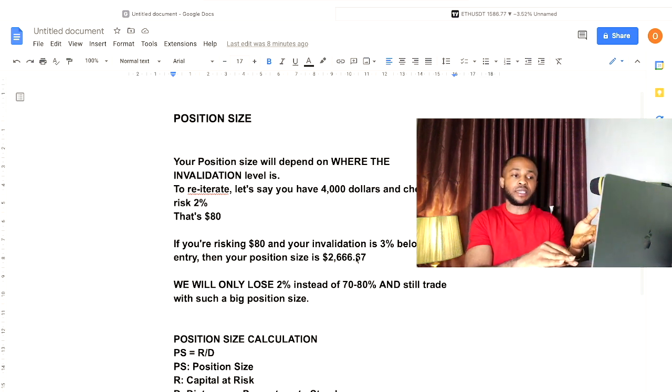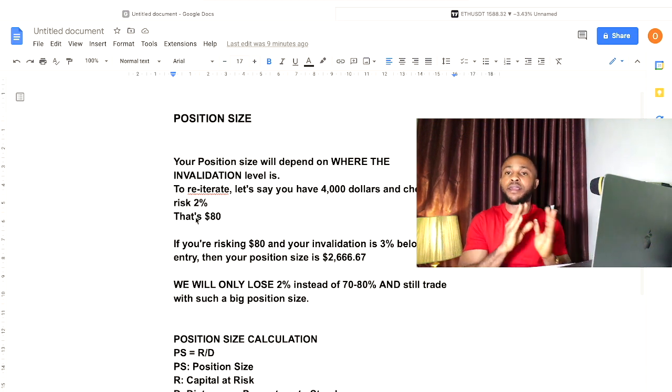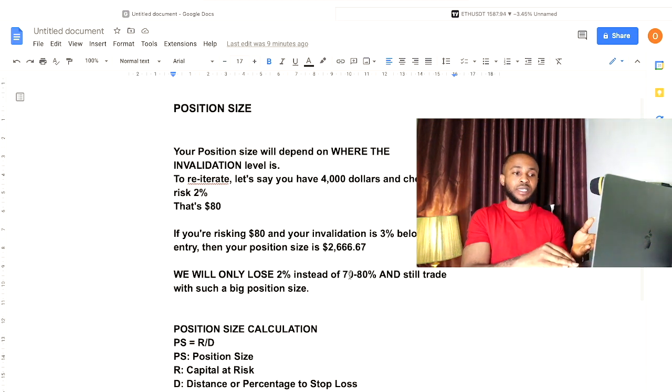How is our position size 2,666.7? Meaning that if I'm about to enter a trade and I decide to put in 2,666.67, how is it possible that once the trade doesn't go my way, I'm still losing just $80? Which is just 2% of my risk capital. Instead of me losing about 70 to 80% of my account, because if I'm using 2,666 and the trade is going against me, I'm supposed to be losing about 70% or 80% of my account, but I'm losing just 2%. So we're going to calculate how to get that.